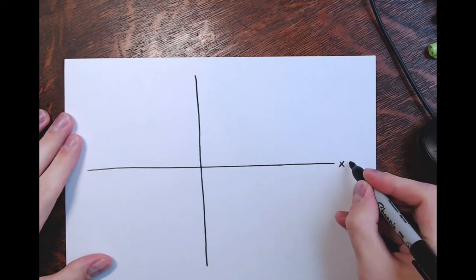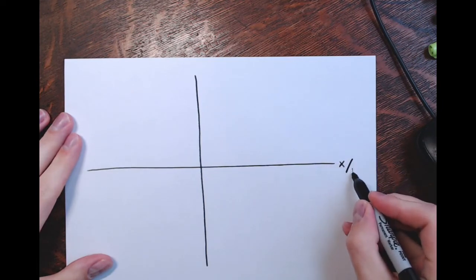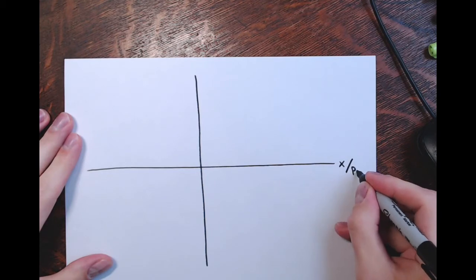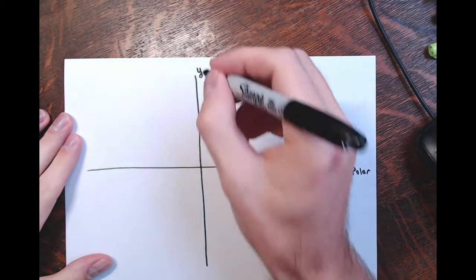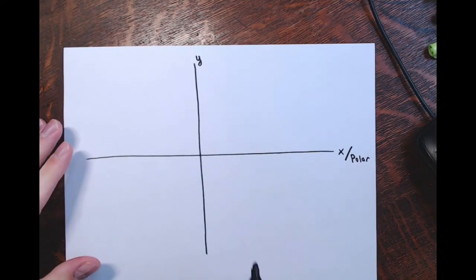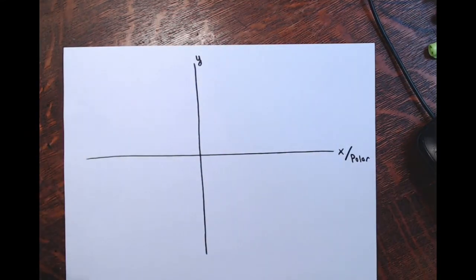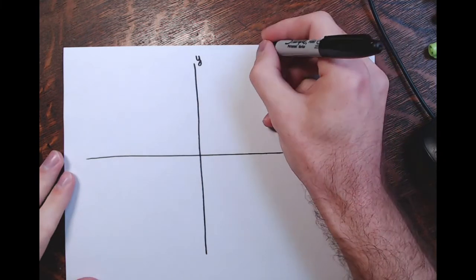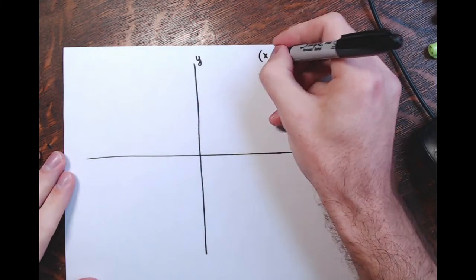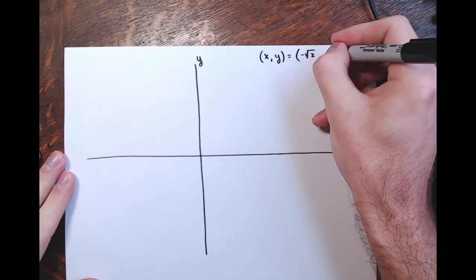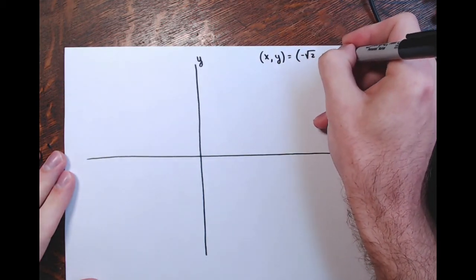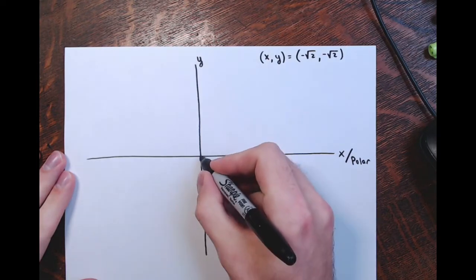This is the x-axis in rectangular, the polar axis when we're talking about polar coordinates. And this is the y-axis when we're in rectangular, and it has no name at all, doesn't mean anything in polar coordinates. Alright, now the point we're given, the x coordinate and y coordinate of this point are negative square root of 2 and negative square root of 2. So that'll be in quadrant 3.